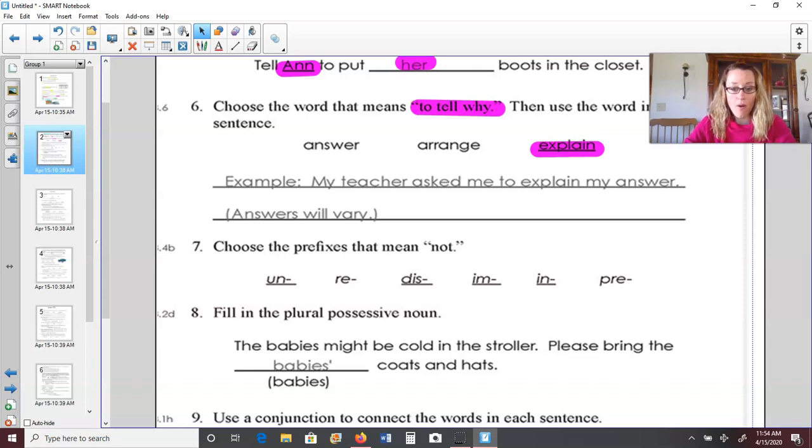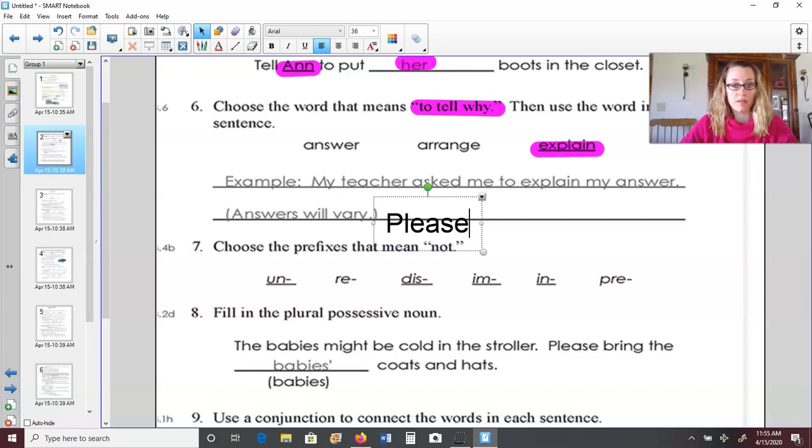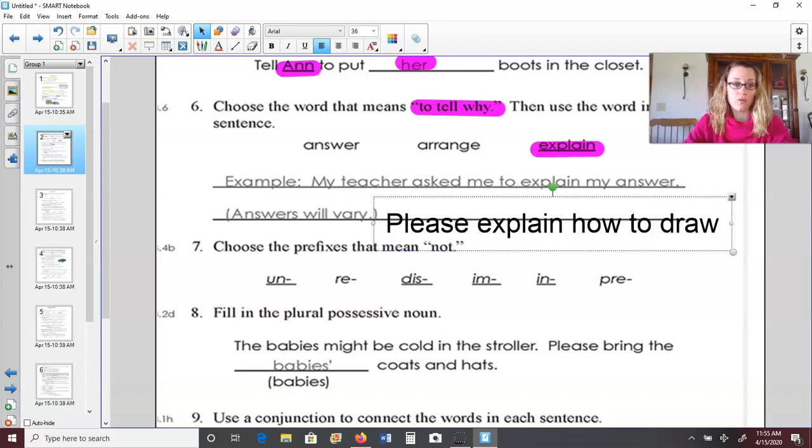I'll add my own example sentence here. I'm going to say, my typing starts. Here we go. Please explain how to draw a penguin.